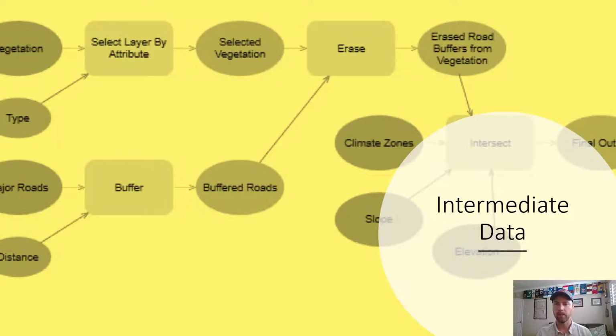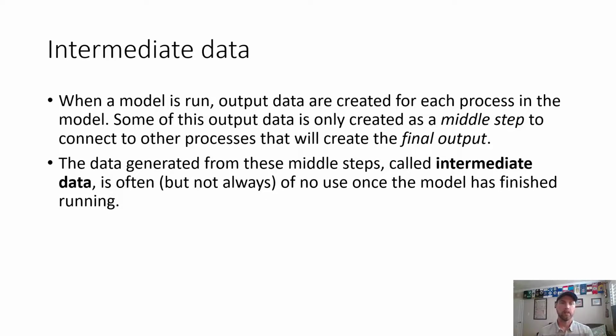All right. Finally, we have intermediate data. And I mentioned this last week. Intermediate data is essentially data that only serve a limited finite purpose and don't need to be included in the final output of the data. When a model is run, output data are created for each process in the model. Some of this output data is only created as a middle step, like a stepping stone from the beginning to the end, to connect to other processes that will create the final output. The data generated from these middle steps are called intermediate data, and they're often, but not always, of no use once the model has finished running.